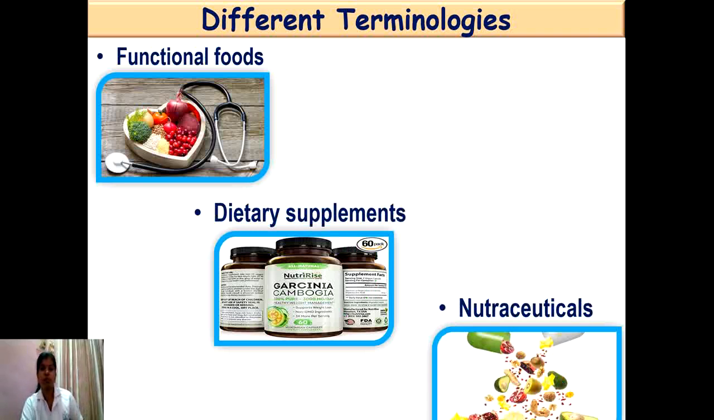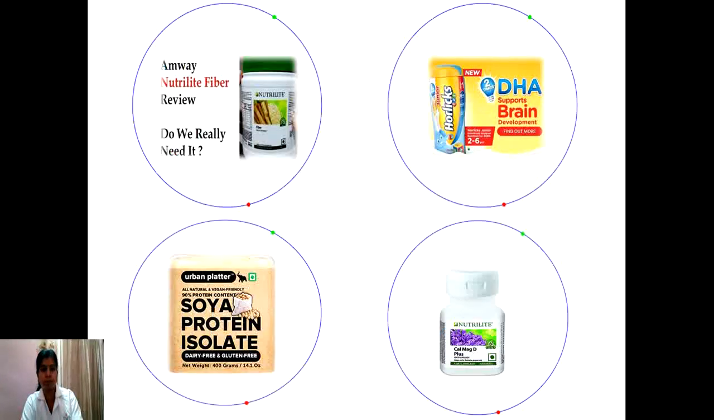There are three terminologies: functional foods, dietary supplements, and nutraceuticals. These three terminologies may look alike, but they are different in their own concept. You have all heard about Amway Nutrilite fiber, DHA present in Horlicks, soya protein isolate as a supplementary food for protein, and calcium and magnesium supplement tablets. We know these terminologies and these components through food advertisements.